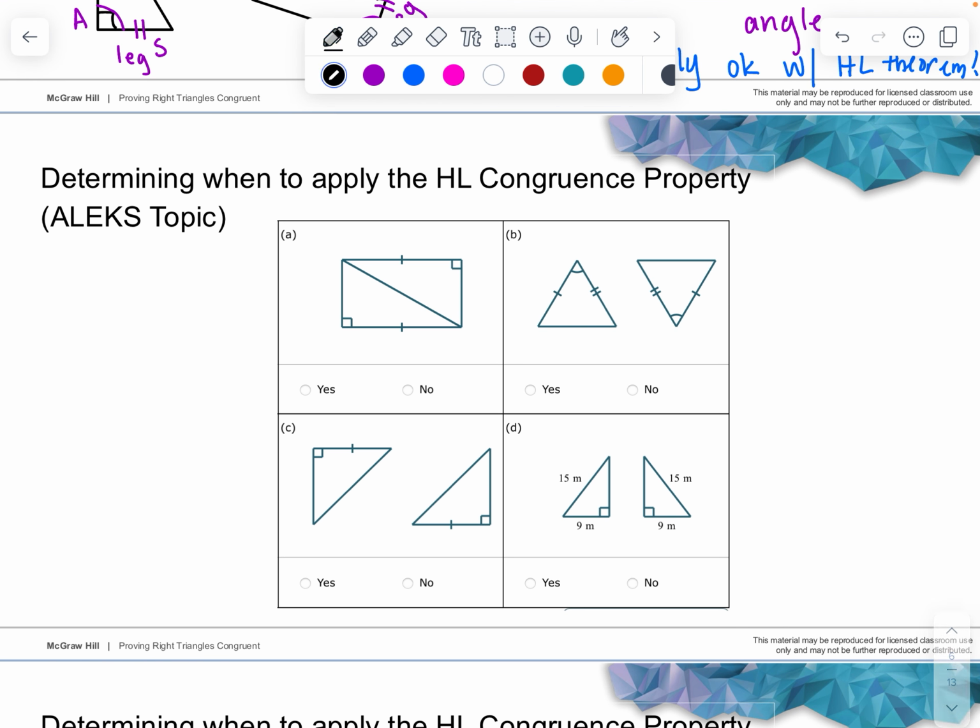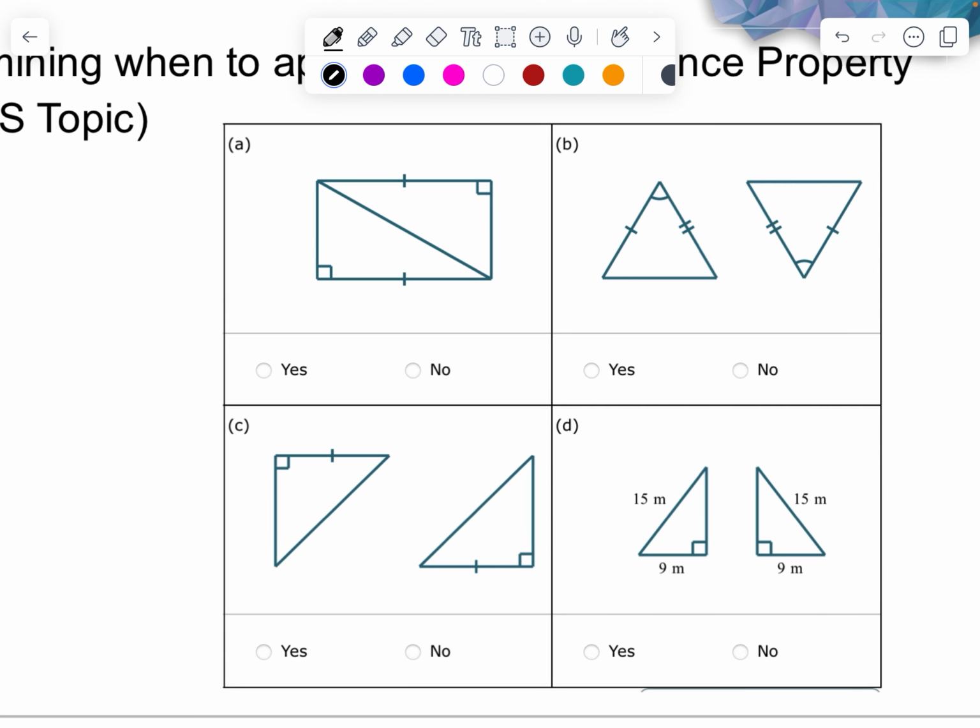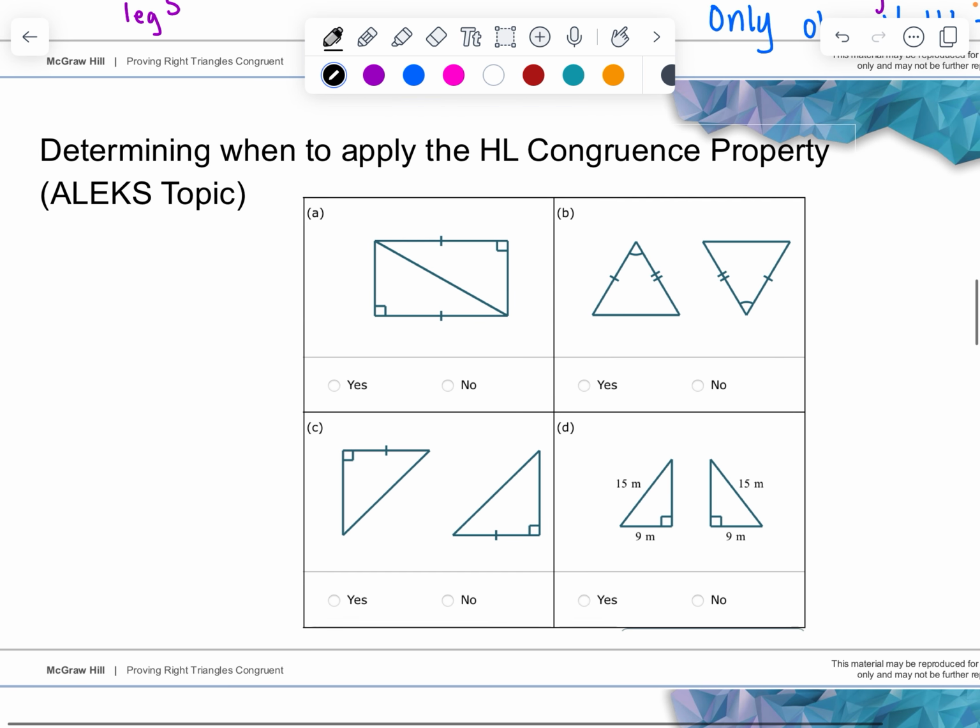So let's go ahead and try this. This is, by the way, an Alex topic that you're going to be doing. Is this an HL congruence property? So let's look at A. We've got a right triangle. Both of these are right triangles. They've got that 90 degrees. They have a matching leg, and they have a matched up hypotenuse. See that? They go from the same begin to the same end, so they match up. So yes, they have a hypotenuse and a leg that match.